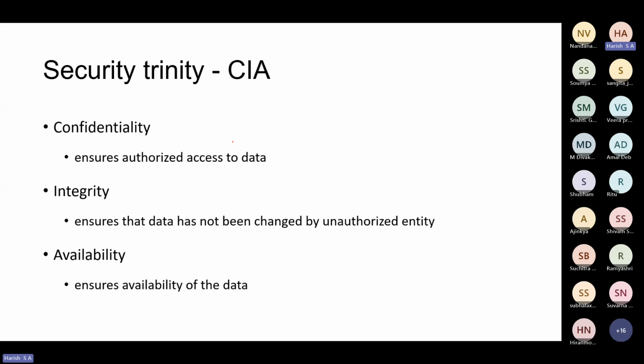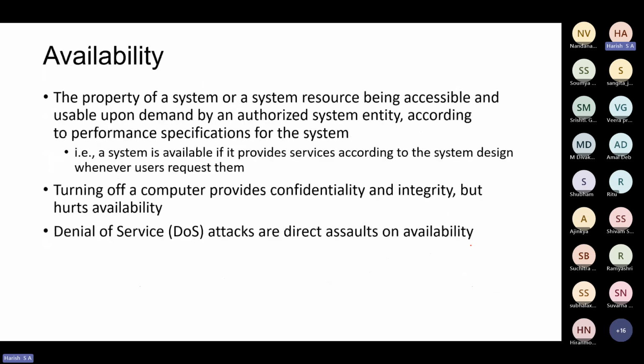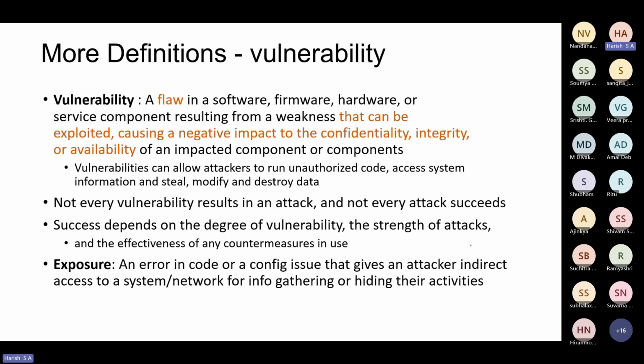And then comes the security trinity, which is the CIA. We saw this in the last class: confidentiality, integrity, and availability. And then we saw the multiple discussions that went along with this. So I don't think we need to go through this again. Confidentiality, integrity, and availability. I think we did see this in the last class, right?